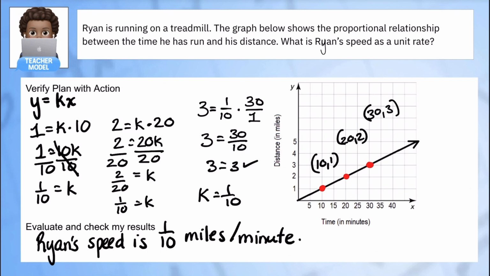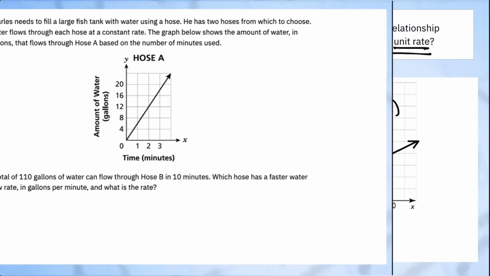All right, that's it in context. It's telling me how fast he runs over a unit of time, per 1 minute. And why did I want 1 minute? Because we were looking for the unit rate. All right, so let's hit pause so we can jot this plan down into our notes.